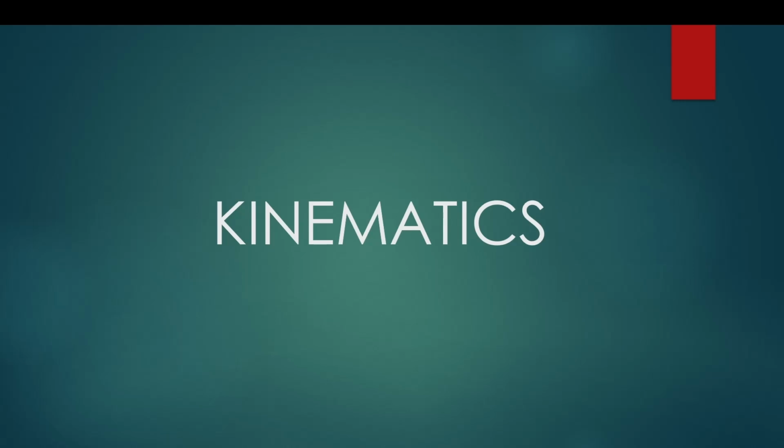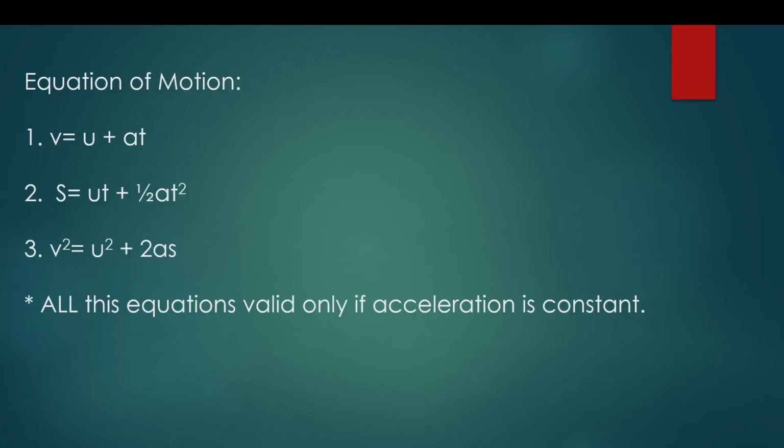So, kinematics second part, the equation of motion. You guys already know the basics: v equal to u plus at, s equal to ut plus half at square, v square is equal to u square plus 2as. Now, here only the t, that is the time, is scalar, and the rest v, u, a and s are all vector quantities.